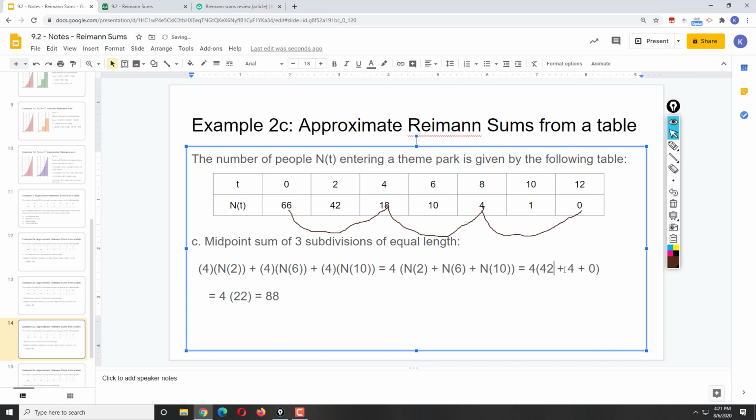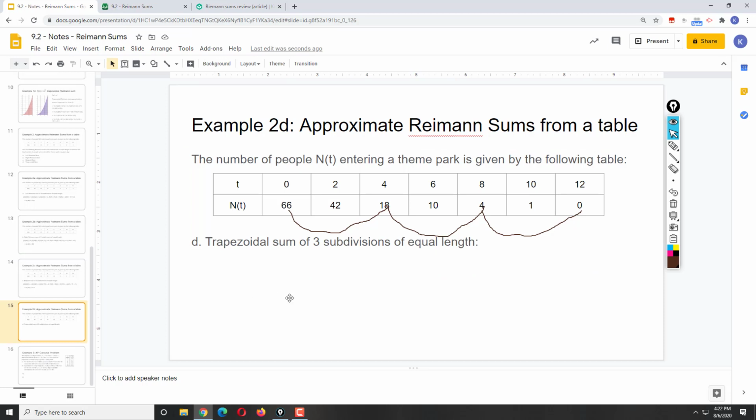n of 2 is equal to 42. n of 6 is equal to 10. n of 10 is equal to 1. So the midpoint Riemann sum is equal to 4 times 42 plus 10 plus 1. That's 53. 4 times 53 is 212.